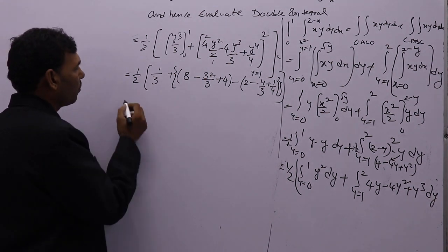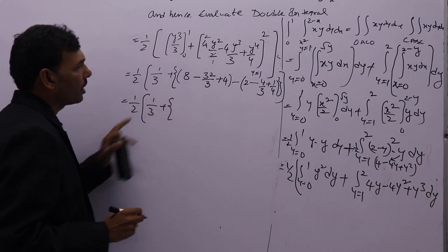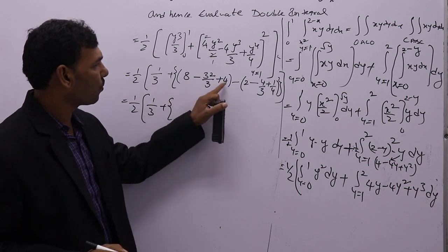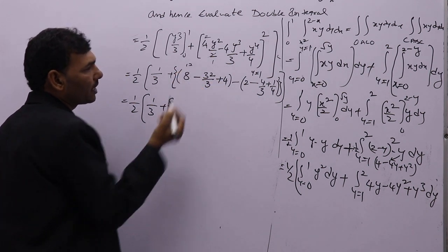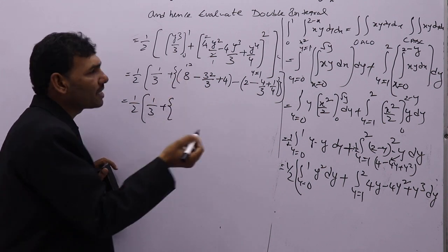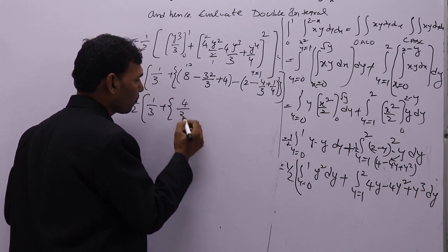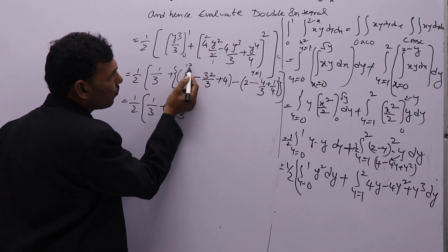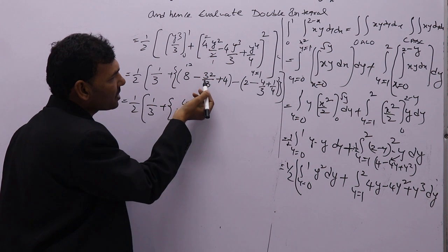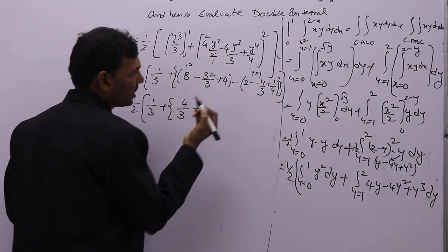Now what happens? 1 by 2, 1 by 3 plus 8 plus 4, 12 you will get. 12 minus 32 by 3. 3 12s are 36 minus 32, 4. Are you clear? 8 plus 4, 12. If you take 3 LCM, 12 3s are 36, 36 minus 32, 4. Now, this one minus.